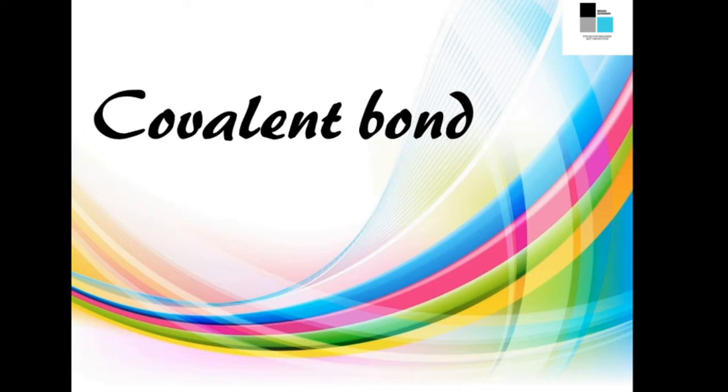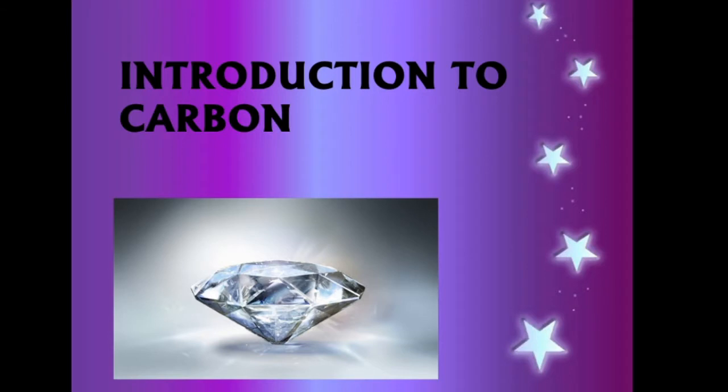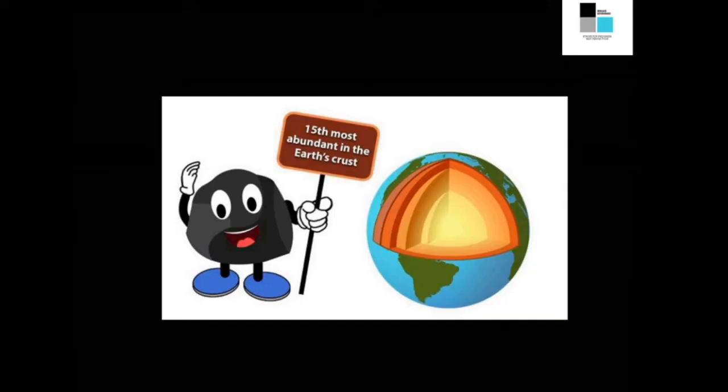Now before we discuss covalent bond, first let us talk about an introduction to carbon. We all know what carbon is. Among all those 92 naturally occurring elements, carbon is the 15th most abundant in the earth crust. Right, it is the 15th most abundant in the earth crust.